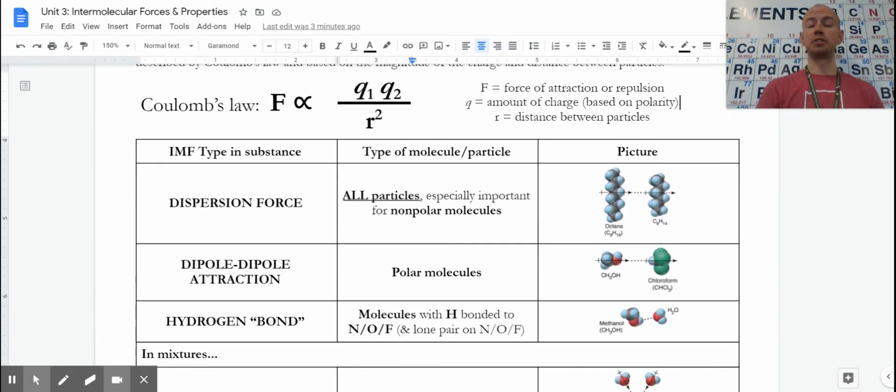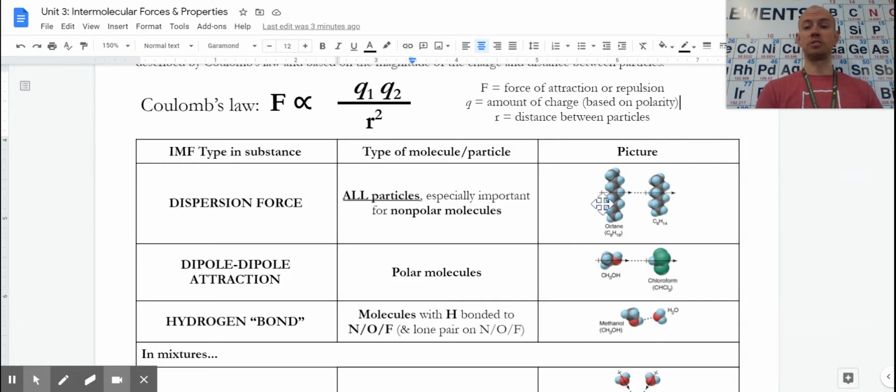When I have a pure substance made of covalent compounds or molecules, there are three types of IMFs. We'll first introduce those IMFs and then have videos that go into more detail with some practice problems. All compounds, all molecules, all particles experience dispersion forces. Dispersion forces exist between particles because of movement of electrons, and they're especially important in nonpolar molecules.